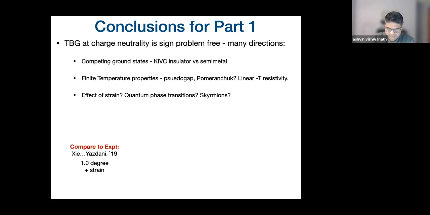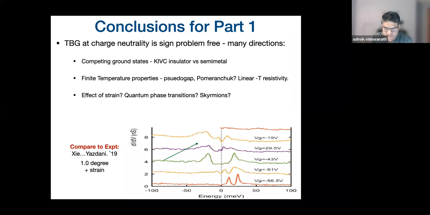So let me just attempt a comparison with the STM experiments. We didn't quite model this because there are strain and so on, and we calculated a slightly different quantity, but we can try to compare. This green curve over here is the charge neutral point within STM. So they are measuring density of states at some location in the Moire unit cell. And you see that they have these two peaks, right? That's reminiscent of a gap, and it has an energy of around plus or minus 20 milli-electron volts.